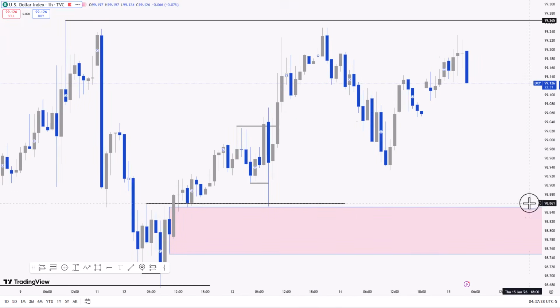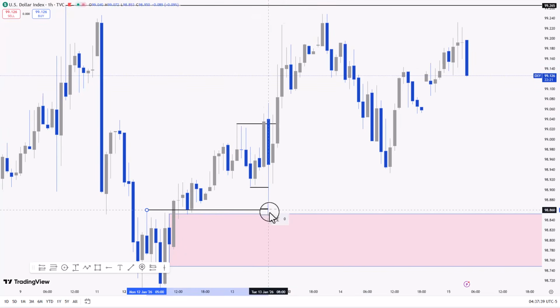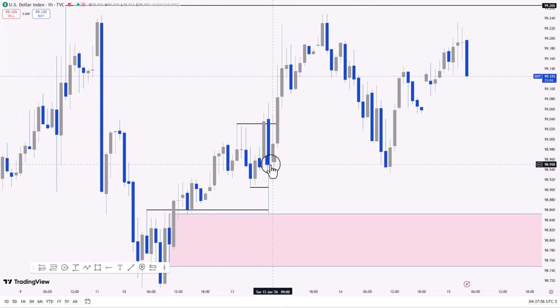So the question is, where is the rejection block? You can see price took liquidity below there and created a shifting market structure bullish. And you remember my principle for identifying the rejection block is that there has to be a sweep of liquidity and the formation of a swing low. So price swept liquidity below there and created the 3 candle price action with the middle candle having the lowest low. That is your rejection block.